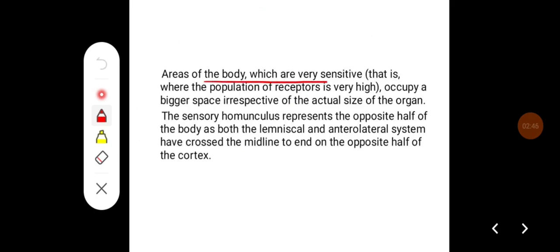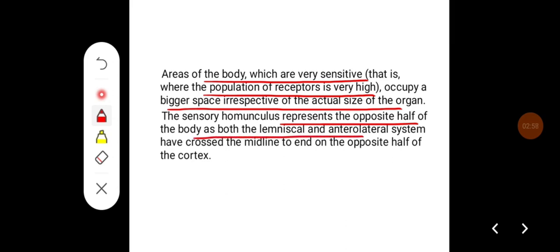Areas of the body which are sensitive, where the population of receptors is very high, occupy bigger space irrespective of the actual size of the organ. The sensory homunculus represents the opposite half of the body, as both the lemniscal and anterolateral systems have crossed the midline to end on the opposite half of the cortex.